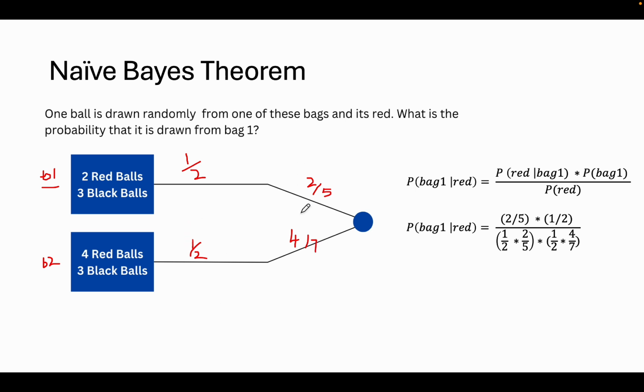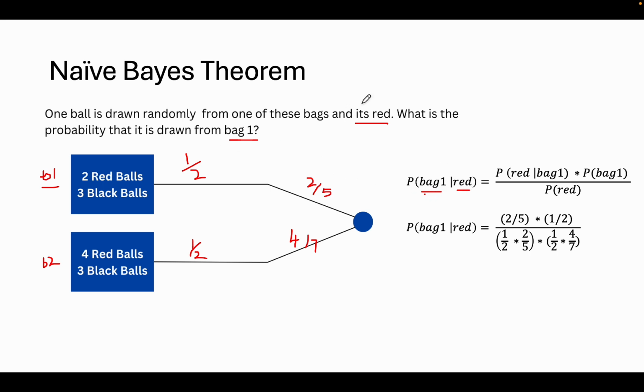So, according to Bayes' theorem, we have this condition. We have this event that has already occurred, which is B, and this is the probability A, based on this equation that we just covered. So we have to calculate the probability. If we look into this question, we see that one ball is drawn randomly from one of these bags, and it is red. What is the probability that it is drawn from bag 1? So we have to find the probability. We already know that the ball is red. We have to find the probability that this ball belongs to bag 1.